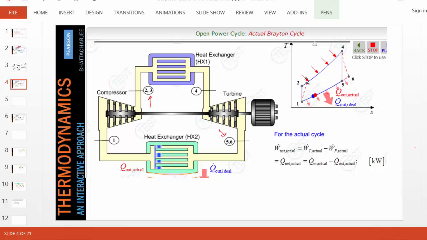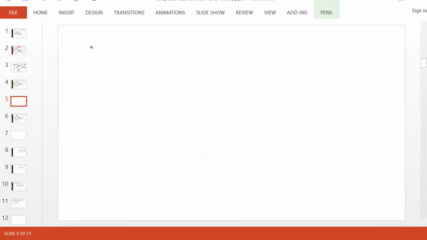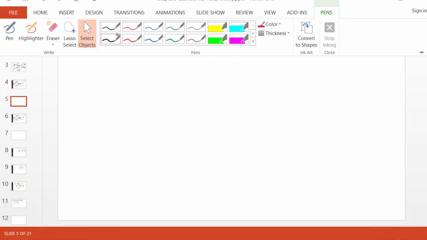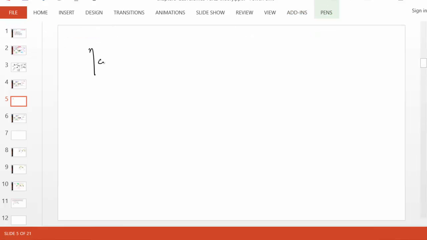Well, that's where the compressor efficiency comes in. And what is compressor efficiency? Just to remind you, the efficiency of a compressor is what? It is a smaller amount divided by the bigger amount. The compressor work, the actual compressor work, we expect it to be higher than the ideal compressor work. And that's the definition of compressor efficiency.